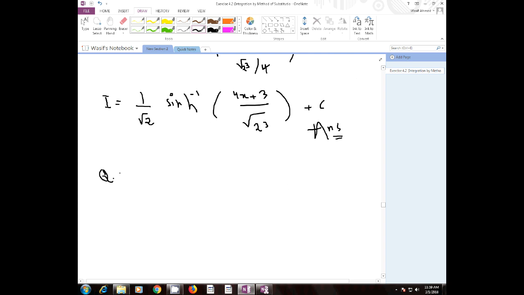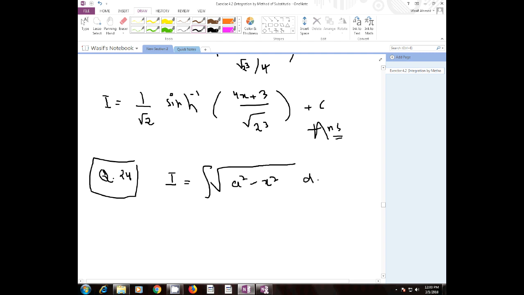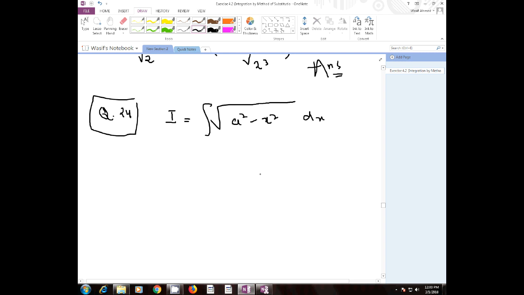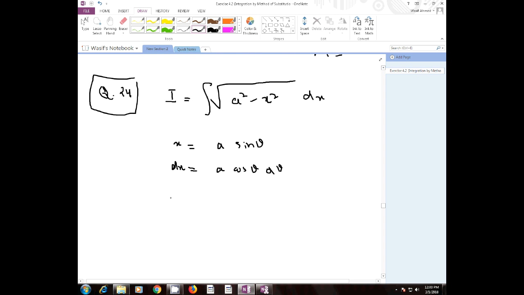Next question is question number 24. In this question, you have to integrate square root a square minus x square. So whenever we have a square minus x square, we just put x is equal to a sine theta. So we will put x is equal to a sine theta. That is dx is equal to a cos theta d theta. Apply these two values back into the original integral.